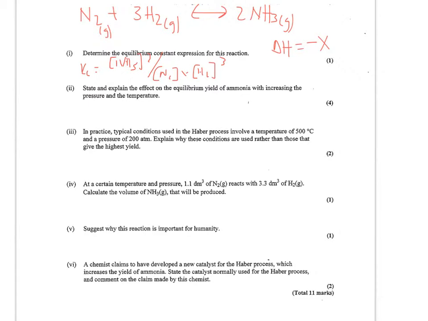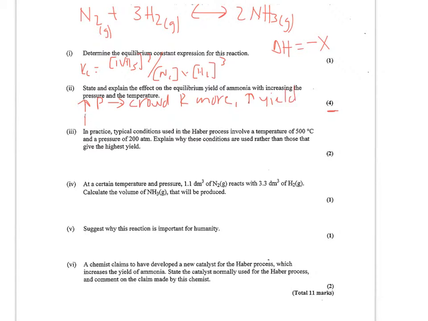State and explain the effect on equilibrium yield of ammonia with increasing the pressure and temperature. Well, this is really two different questions, which is why this is 4 marks. State and explain it for two different conditions. Increasing pressure is going to crowd reactants more. It's going to crowd both sides by increasing the pressure, but it's going to crowd reactants more. So it's going to shift right, or increase yield of ammonia, since that's the product we want.